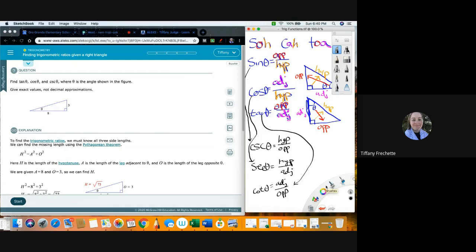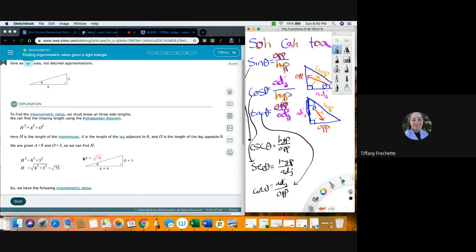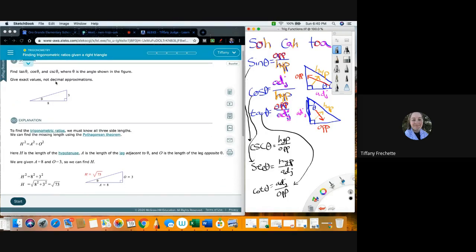So it just gives us a couple extra functions here, and we get to go in and fill them out based on what they're asking. So in this case, they want us to find tangent, cosine, and then cosecant. So in order to find these, we're going to need to know all of the parts of our triangle. So the first thing they have us do is Pythagorean theorem. But they don't want any approximations, not decimals.